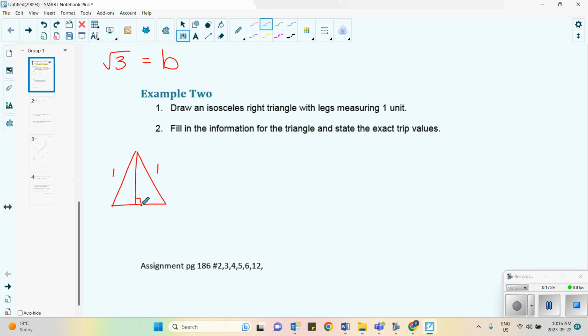So what do we know about an isosceles triangle? Two sides are the same. What do we know about the angles? All the same as well. 45 degrees at the shared angles. So these ones here are 45.